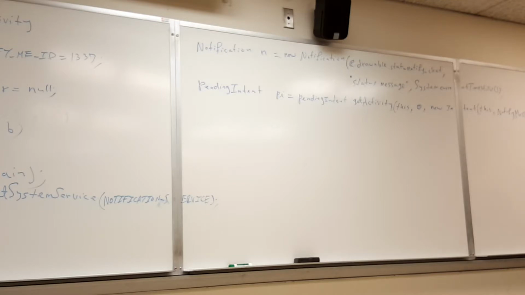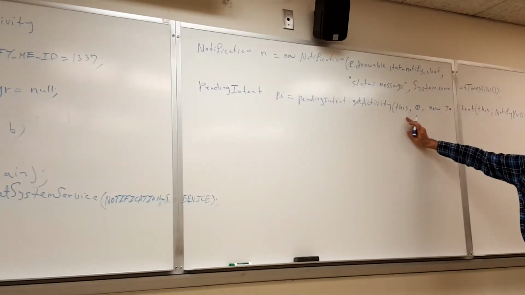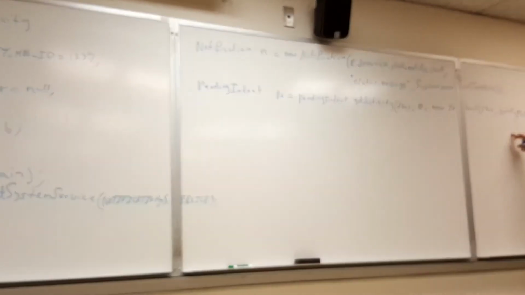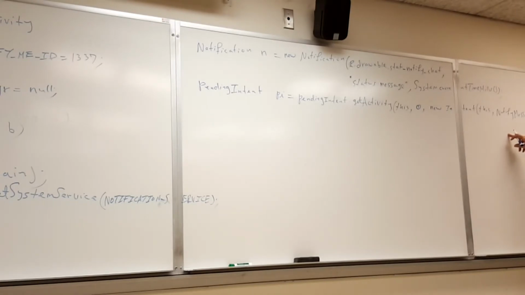Okay, let me tell you what it is. First of all, this is a context, right? Zero is called status code. Normally we are using zero for status code, okay? This is status code. The next one is your intent, right? Intent.